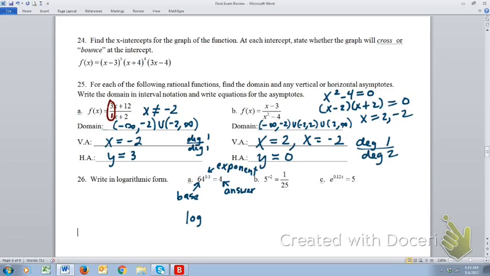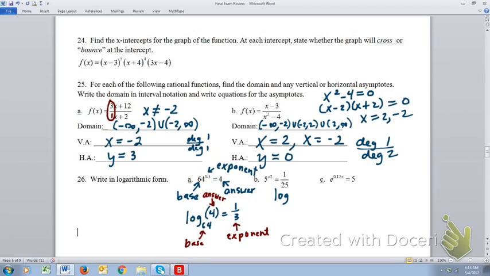So we write log, our base is 64, the answer goes next, and the exponent, remember the exponent goes all by itself when you're in log form. And so that's going to be our answer there. Notice base, exponent, answer.